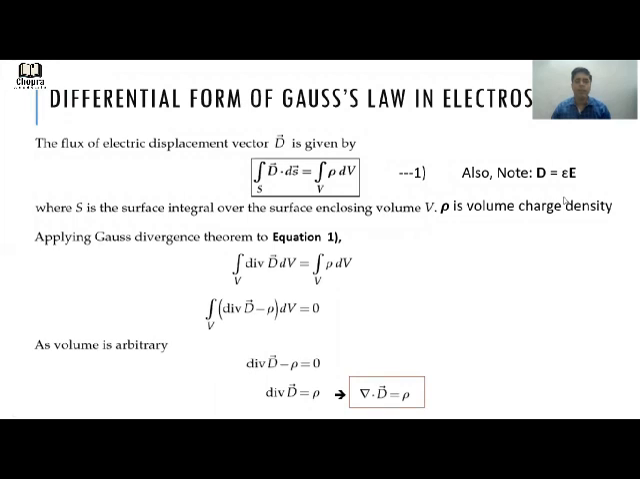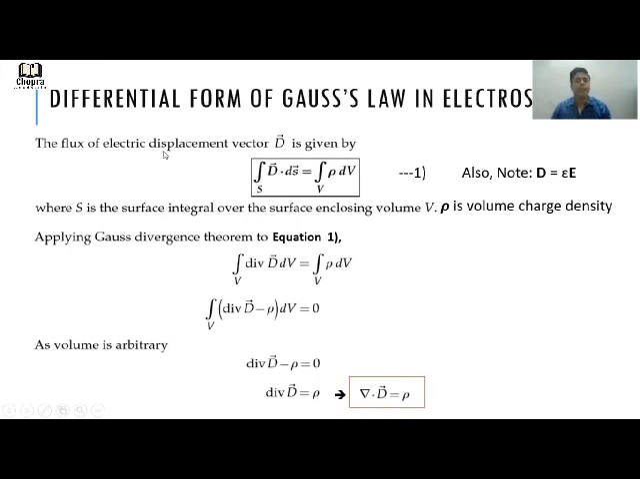Now, differential form of Gauss law in electrostatics. In the earlier classes, we have seen how to derive the integral form of Gauss law. We'll now be deriving the differential form, wherein we start with the integral form. This we are already aware of, and we will get to the differential form.